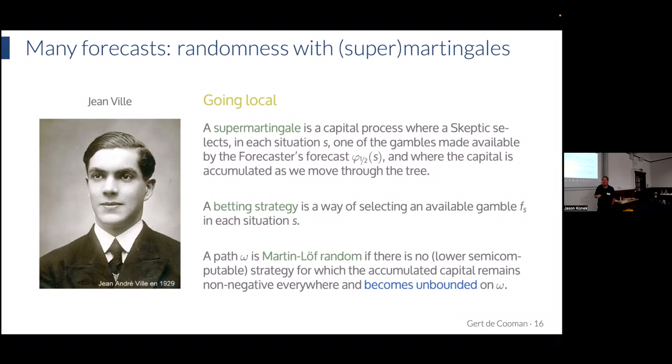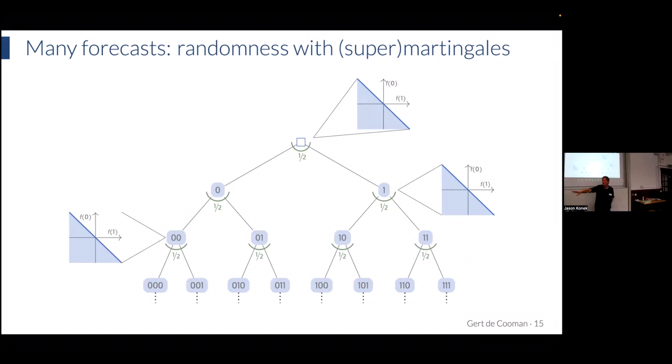So this is another definition, and this is a local definition. Why? Because the notion of a supermartingale or a capital process, if you want, is local. What determines whether something is a supermartingale are the local probabilities one has. You pick in each of these blue regions a gamble, local. There's nothing about the probability on paths here. What you do is you pick in each situation a gamble. So, local definition.